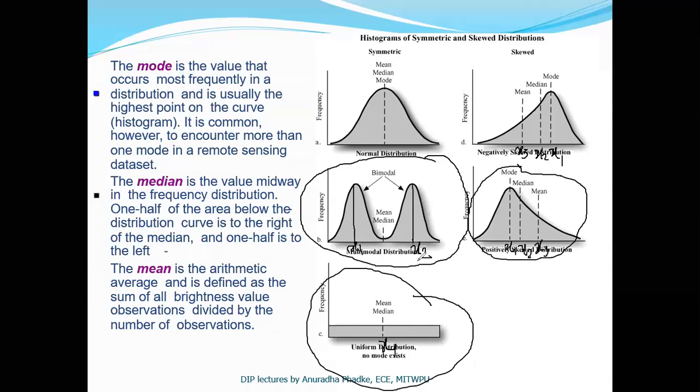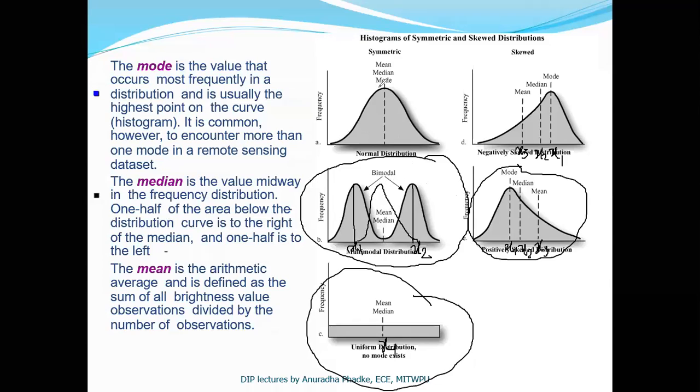So there are two modes. Okay. So we can call this a bimodal histogram. Now similarly, if you have one more mode in the histogram, you can call it a multimodal histogram. There are multiple mode values.